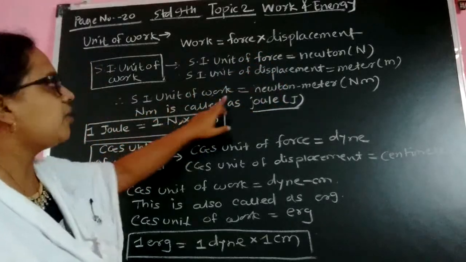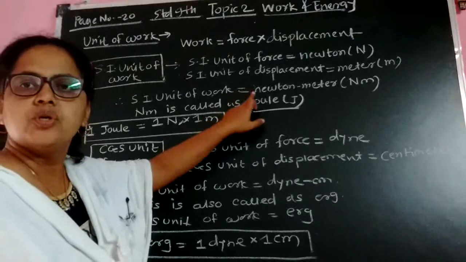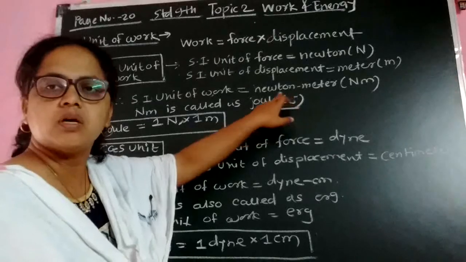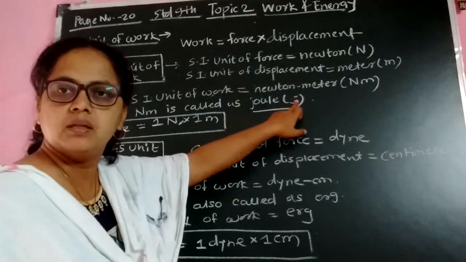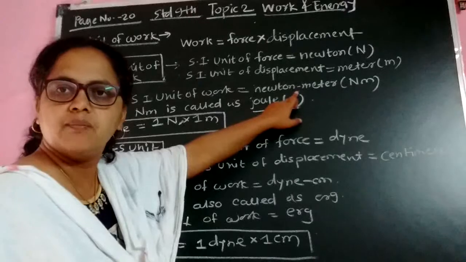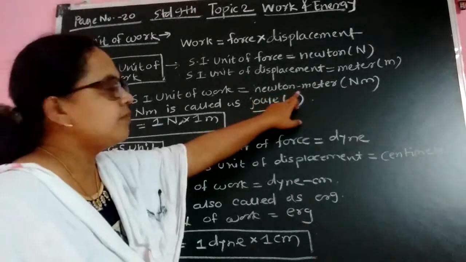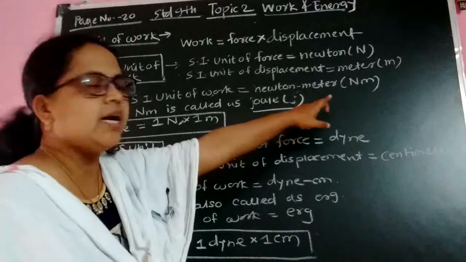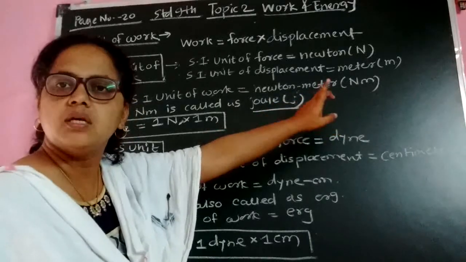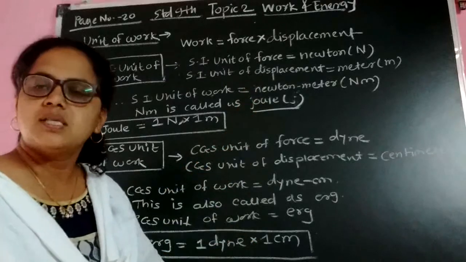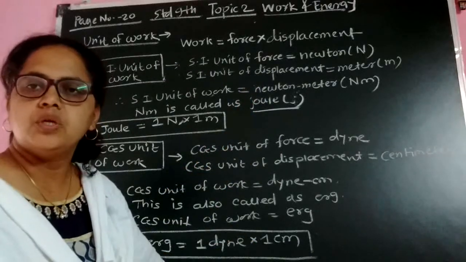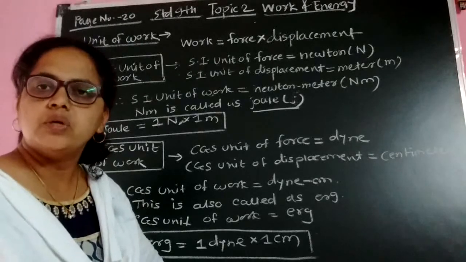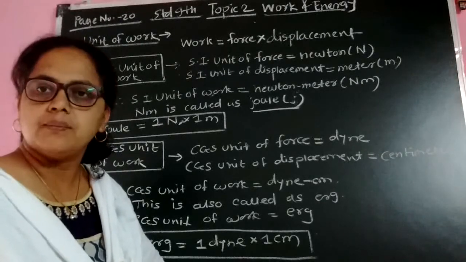So SI unit of work is equal to Newton, and you can write a hyphen in between them. It is the product of Newton and meter. So write hyphen, this small dash is called a hyphen in English. Newton meter, in bracket capital N and small m. This is the SI unit of work done, Newton meter. It is also called joule. That is, Newton meter and joule both are the same.